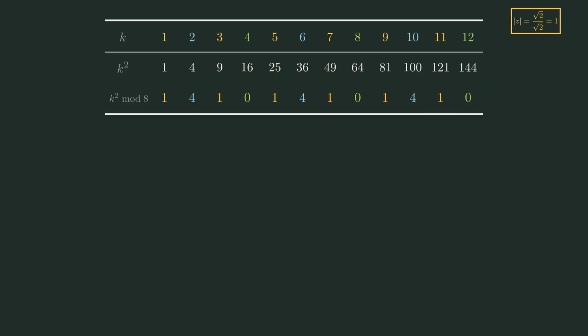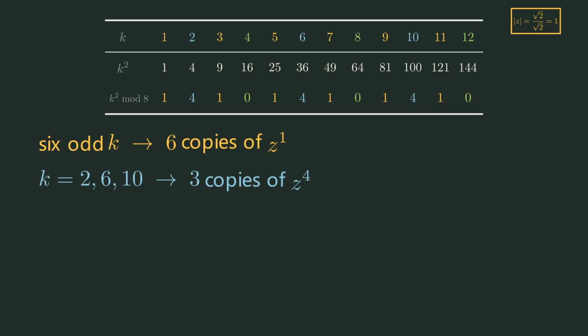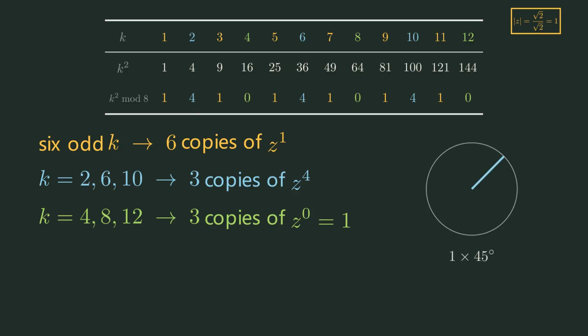Back to the table. Count our 12 k's. 6 odd, 6 copies of z. 2, 6, 10, 3 copies of z to the 4th. 4, 8, 12, 3 copies of z to the 0, which is just 1. And what is z to the 4th? Watch the arrow. 4 steps of 45 degrees, a half turn, straight across the circle. Minus 1. Log it next to our count.